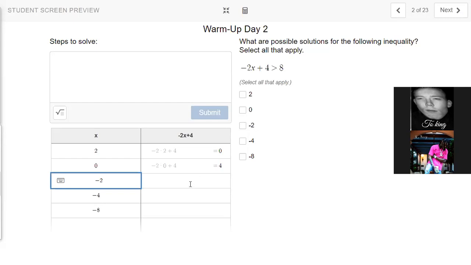All right, so what I've told you here is that we're practicing plugging in our values of x into the inequality statement. So we plug in the x, so it's -2 times whatever our x value is. And what we're trying to see is, okay, where do they start to get greater than 8?